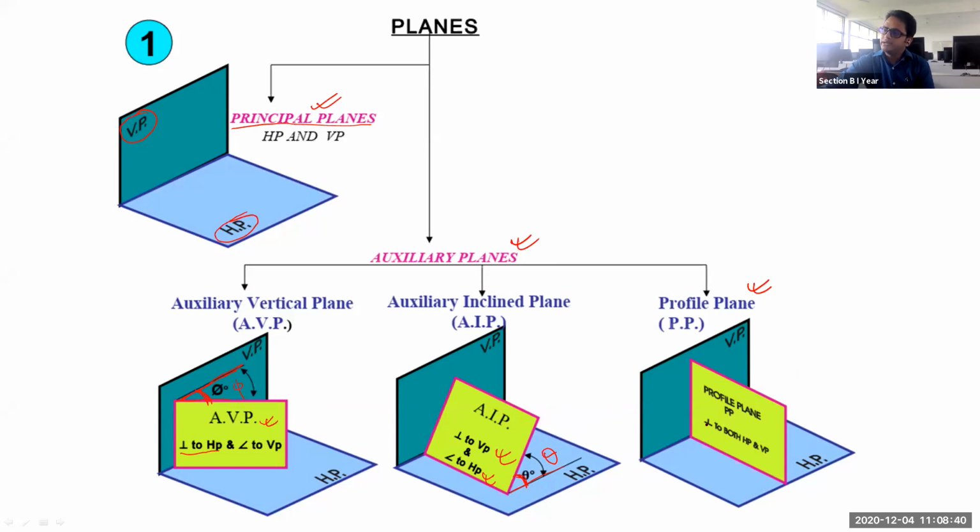The third one is your profile plane. What is profile plane? You can see the sign of perpendicularity. It is perpendicular to both the horizontal as well as your vertical plane. Let me keep my stylus. So this is about your different planes.